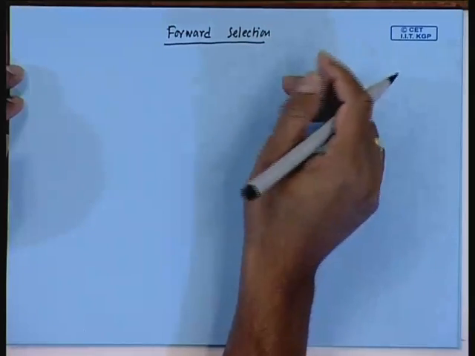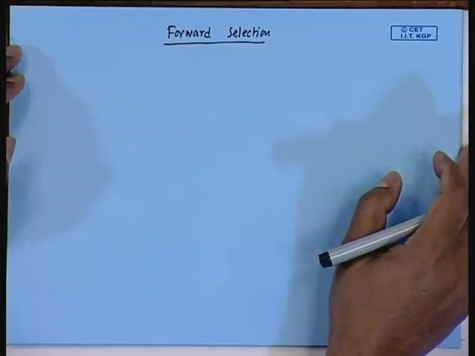So, the basic motivation behind forward selection is that we start with no regressor in the model, and then at every step we add the most relevant regressor to the model. So, every step we keep on adding one regressor to the model, and there is some stopping criteria. So, we will talk about those things now.